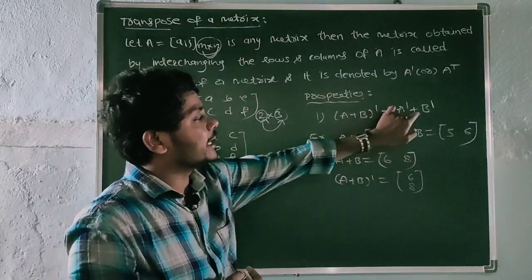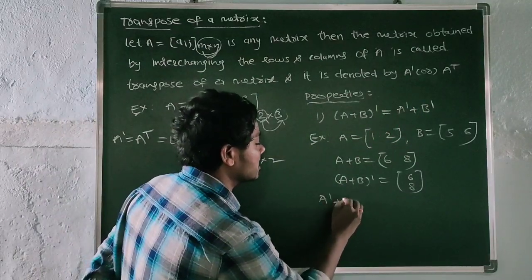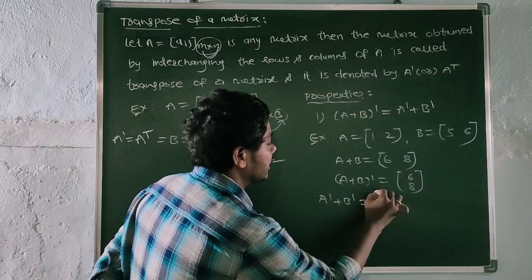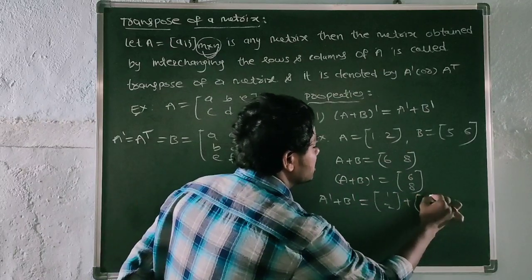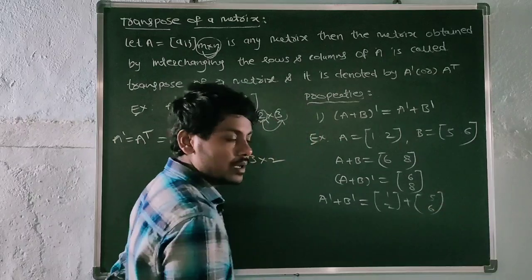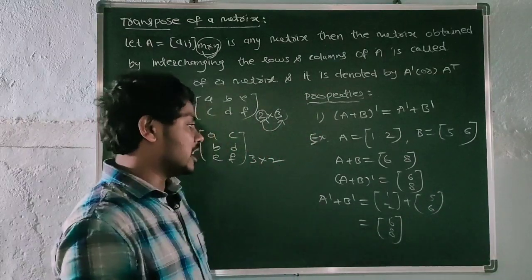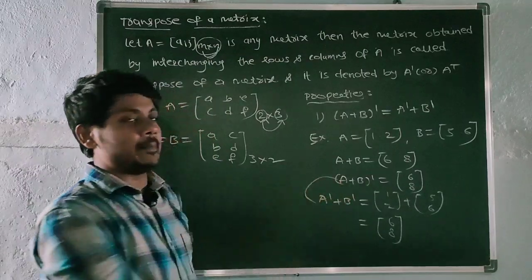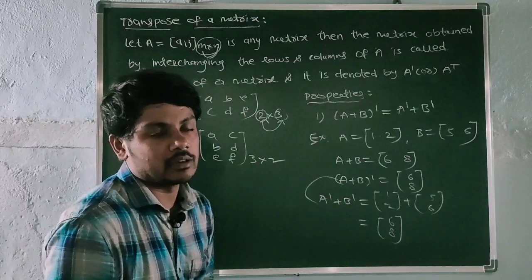Now find A transpose plus B transpose. A transpose is 1, 2 plus B transpose is 5, 6. Now clearly this is 6, 8. Therefore clearly both A plus B whole transpose and A transpose plus B transpose are equal.